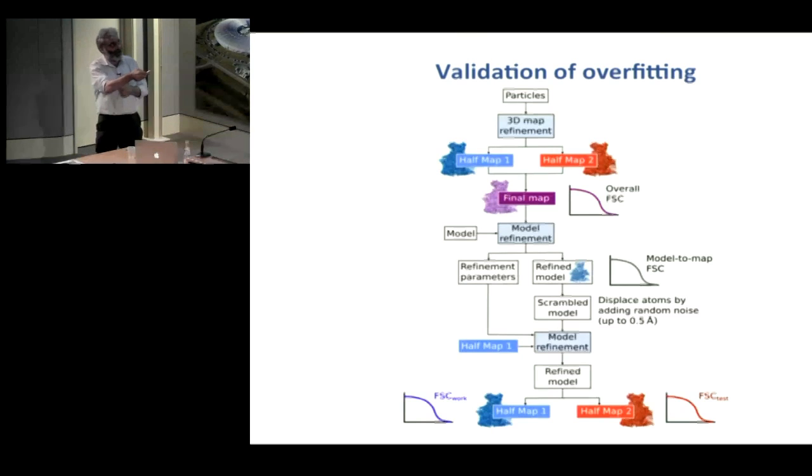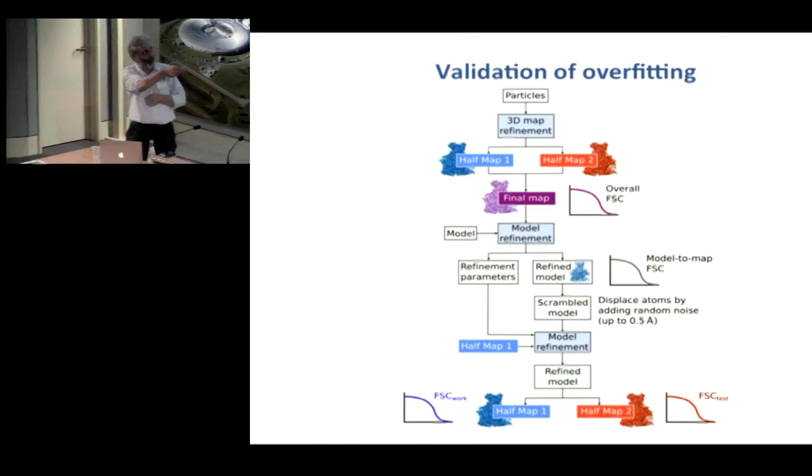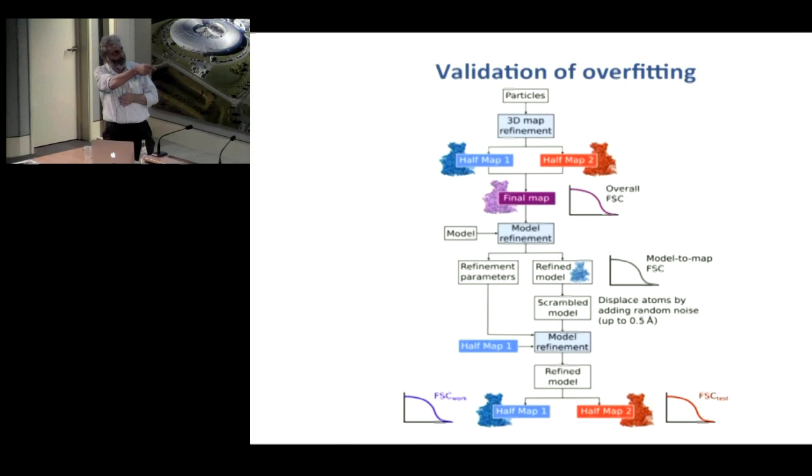So what you have is all your particles, and you divide them into two halves, and then reconstruct the first part using the first half and the second part using the second half, and then you have your final map. And then you calculate FSC and so on, and that is done by, for example, Relion and so on.